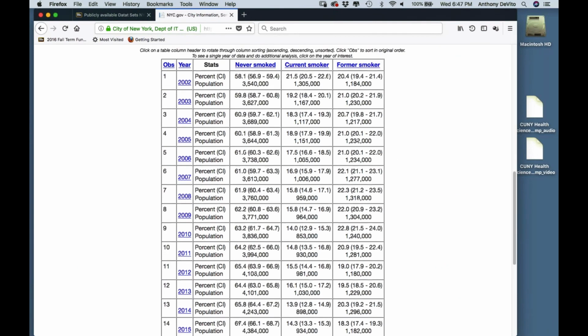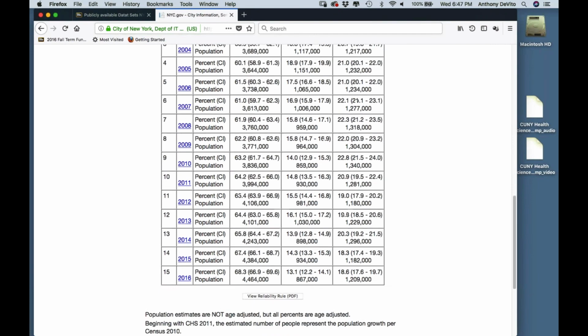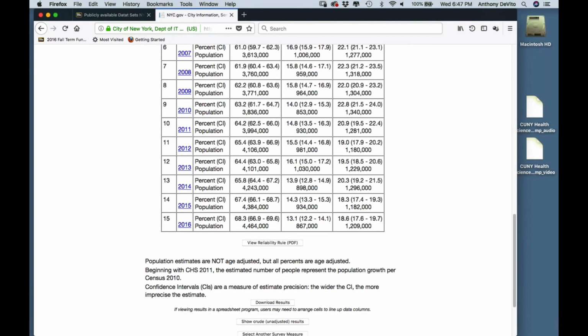And in fact, we have it tabulated here as well. In 2002, 21% of New Yorkers smoked, and in 2016, only 13. Actually, it's even lower than I thought it was, only 13% smokers. Notice what they also give you here. They give you the 95% confidence interval. Get used to seeing that.